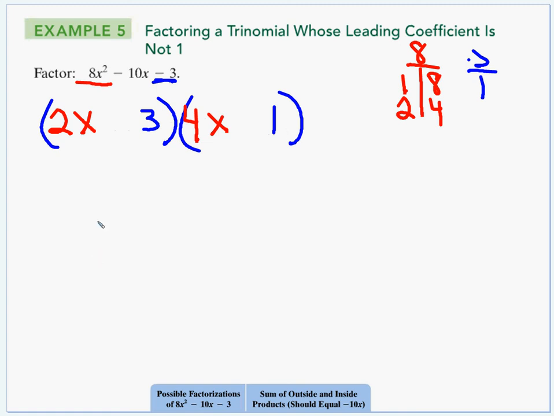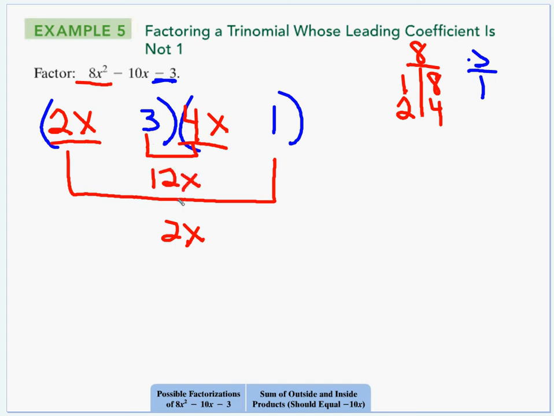So the way I started working on these, I know my leading term, the 2x and the 4x, will give me the 8x squared, and my 3 and my 1 will give me the minus 3 at the end. So if we do it this way, 2x times 1 is 2x, and 3 times 4x is 12x. Can I add, oh, and I hit the nail on the head. This was completely by accident because I'm not looking at my notes right now. We do need a negative 10 in the middle.